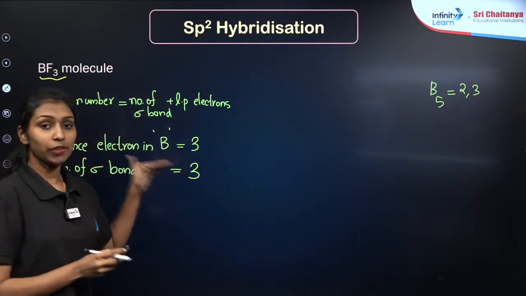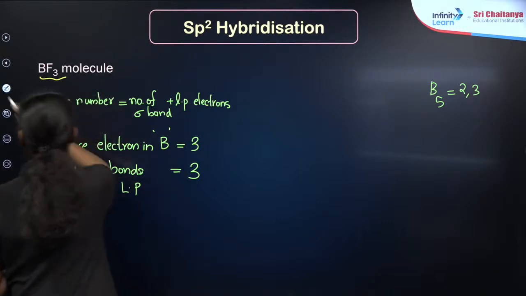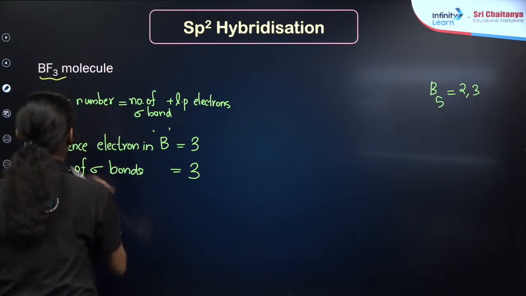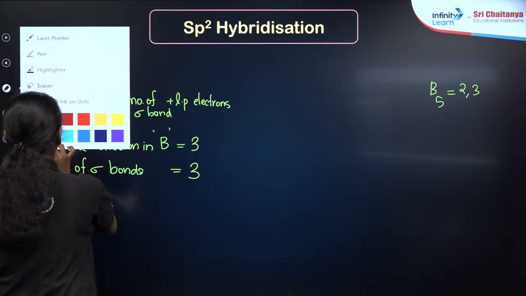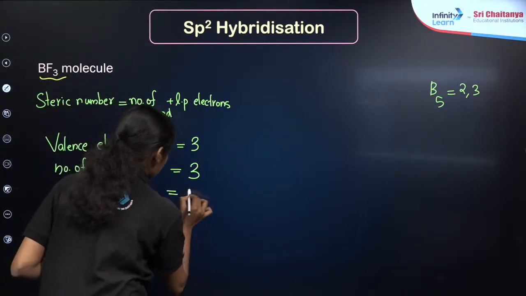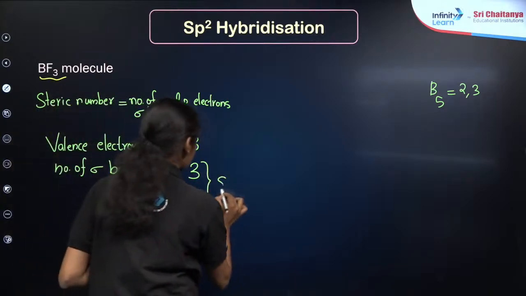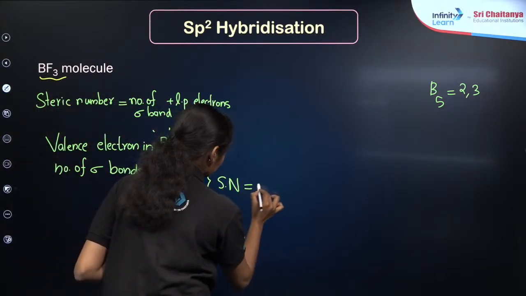So we are taking the difference. We will get that the lone pair is also 0. Lone pair is equal to 0, that is 3 minus 3, which equals 0. So in total, adding 3 plus 0, you will get the steric number equal to 3, right?